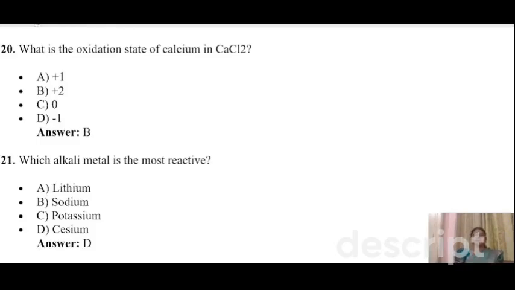Then, what is the oxidation state of calcium in calcium chloride? Calcium is an alkaline earth metal. Alkali metals are first group metals, and alkaline earth metals are second group metals. Their outermost electronic configuration is ns2, so there are two valence electrons. These two electrons can be easily removed. Therefore, the general oxidation state of alkaline earth metals is +2.